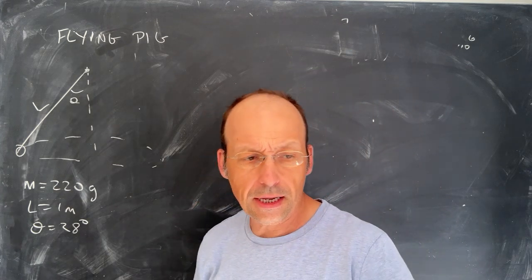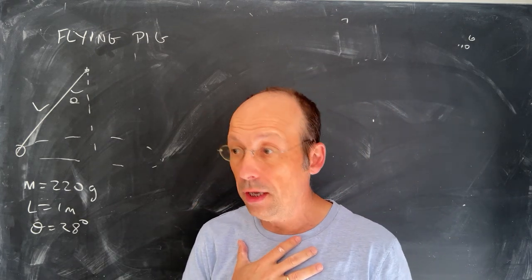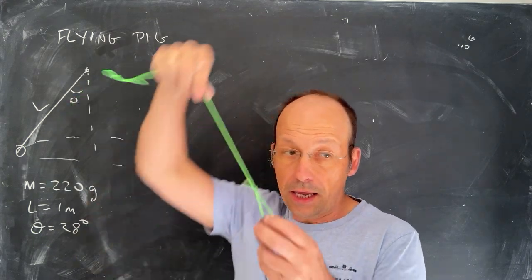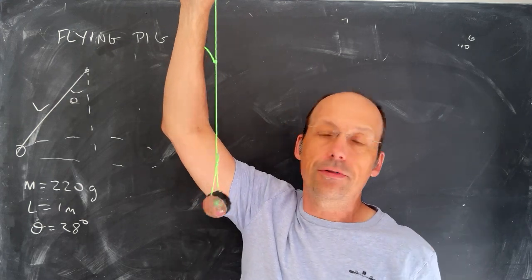There is such a thing as a flying pig. It's a toy. I don't have the toy, but it still makes a great physics problem. So instead of a flying pig, I have a ball on a string. The idea of the flying pig, I can reproduce this with the string.